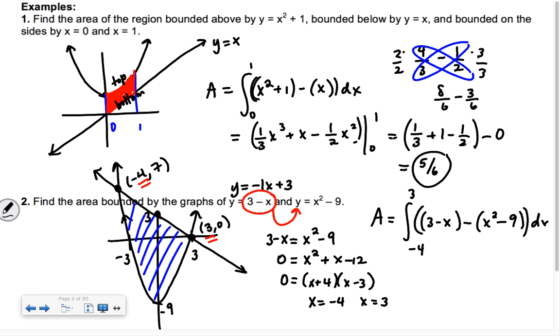And you can do this one by hand, or you can use Math 9. As long as you have this set up, I will let you use your calculator. So I should have found these for you already. Math 9, 3 minus x squared, I'll put plus 9, x, negative 4 to 3.